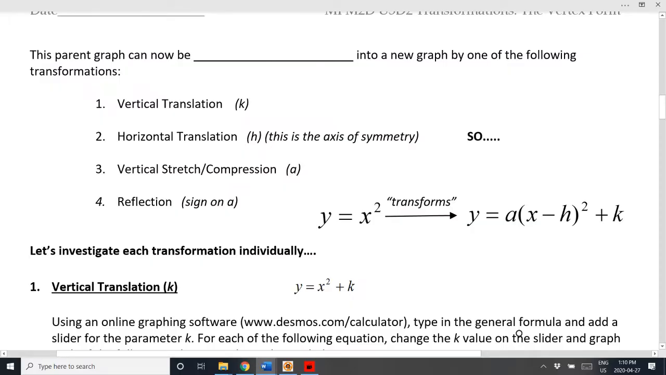So this parent graph, as I just mentioned, can be transformed, or in other words, changed into a new graph by one or more of the following transformations. The first one we'll look at is a translation of k. The value of k will move our graph up and down. So we'll see how that works. Horizontal translation, h, and this value is also the axis of symmetry. Horizontal translation is moving our graph left and right.